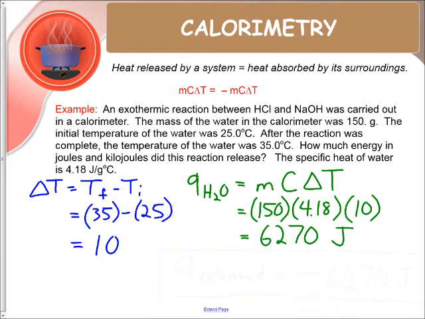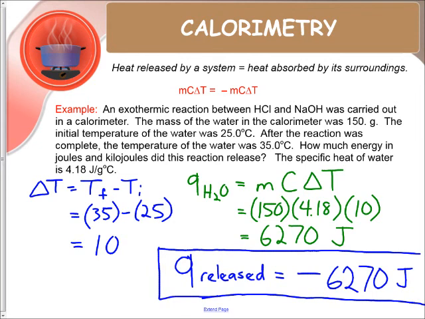Now we have to pay attention to our question, because our question asked how much energy in joules and kilojoules did this reaction release. So that would be the opposite of what was absorbed. So Q released was negative 6,270 joules.